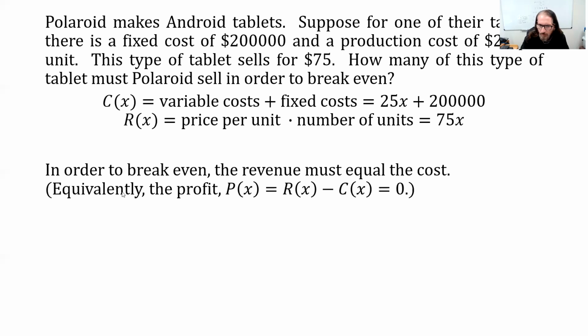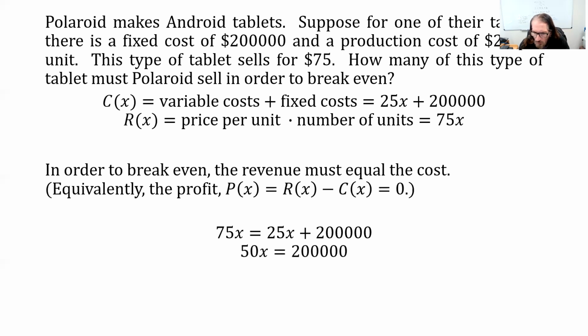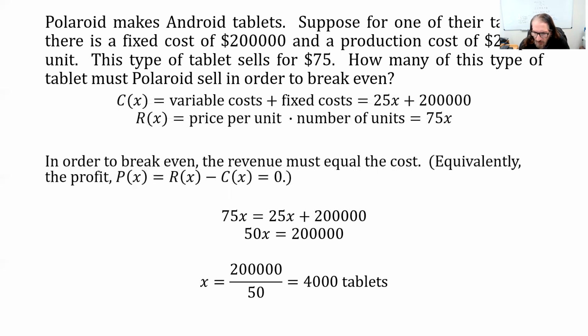All right. So setting the cost function equal to the revenue function, we have this. I'll subtract 25x from both sides and then divide both sides by 50. And we get that X equals 4,000 tablets to break even.